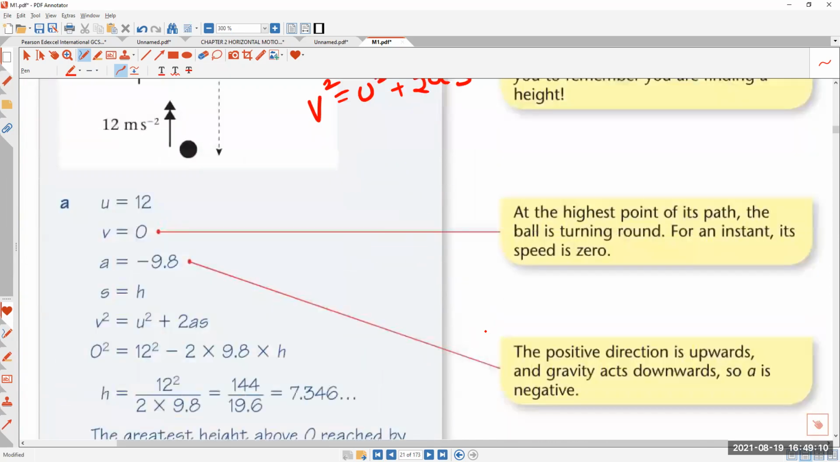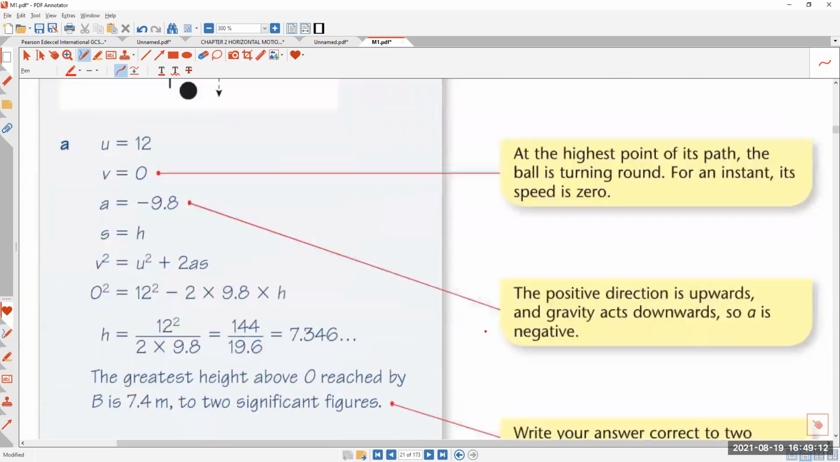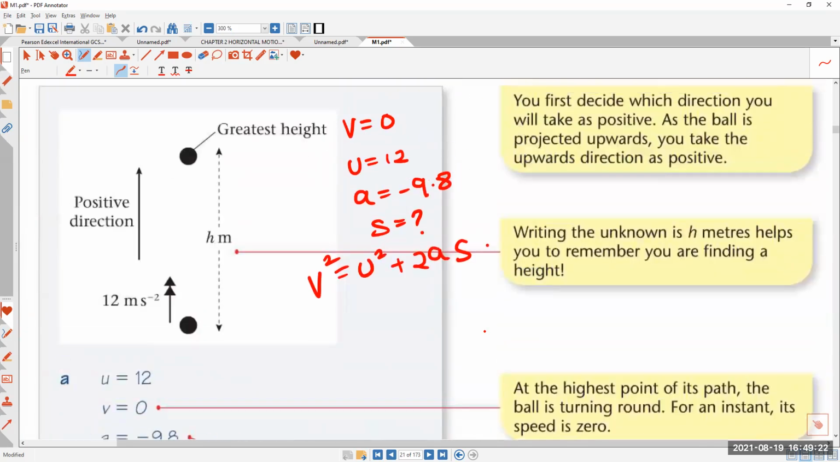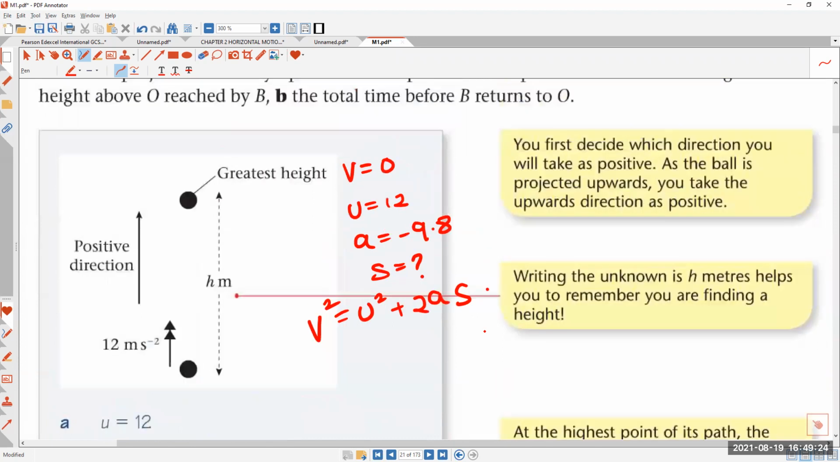Okay, just check over here. Let me know whether you are getting h to be 7.346 or not. v squared equals u squared plus 2as. Got it. So I'm not doing it. Pretty sure you can handle it, right? v is 0, u is 12. So 12 squared plus 2 into minus 9.8 into s.